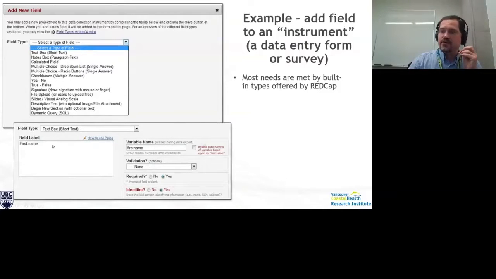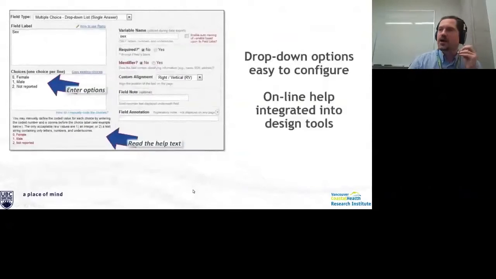Down here, you type in the text that's going to show up in your instructions to the user, give it a variable name, and you can say whether the variable is required, meaning whether they can submit the form if they haven't filled it out, and whether it's an identifier, such as a name that you want to hide.